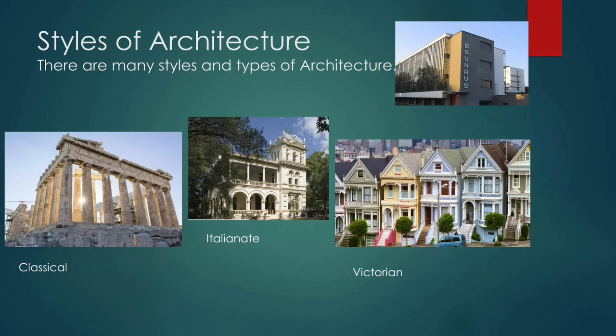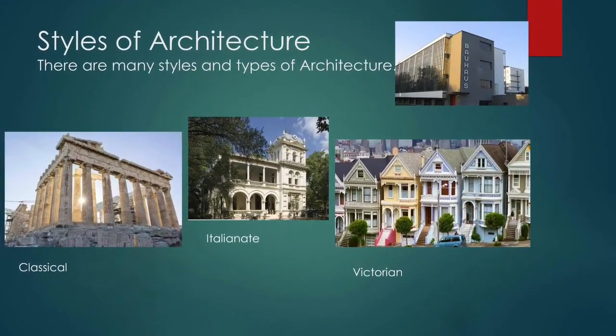Italian style architecture, which has lots of curves and entrances that have a bit of fanciness to them and balconies. And Victorian is another popular style of architecture. Now, these are by no means the only styles of architecture. There's many more, but those are just a few examples of different types.